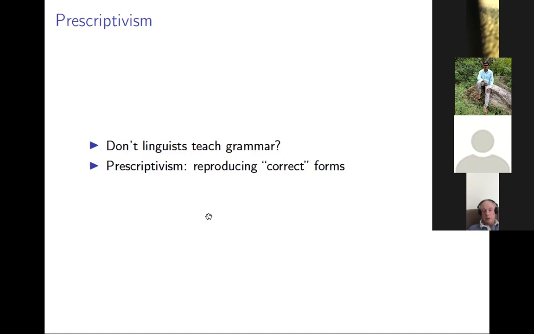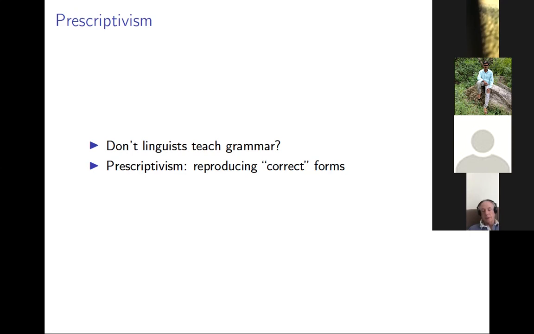So the first popular, I would say, perception is that linguists teach grammar. So what do you think is the answer to this? Do you think the job of a linguist is to teach grammar? Yeah, yeah. So I see Francis nodding his head in denial. So yes. So historically, yeah, linguists have been associated with grammar.